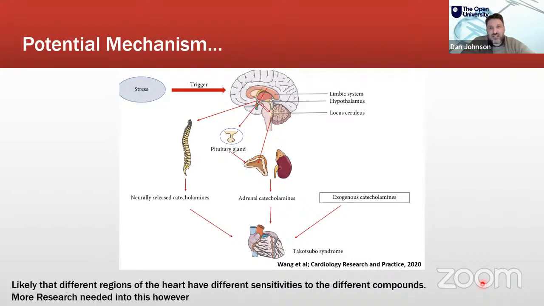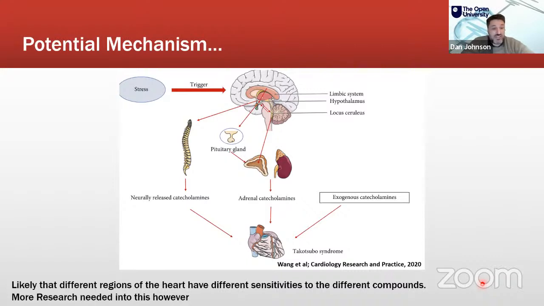So it's likely that this occurs because different regions of the heart, for example the top of the ventricle versus the bottom of the ventricle, might have different sensitivities to the different compounds and the different catecholamines that we've previously discussed.